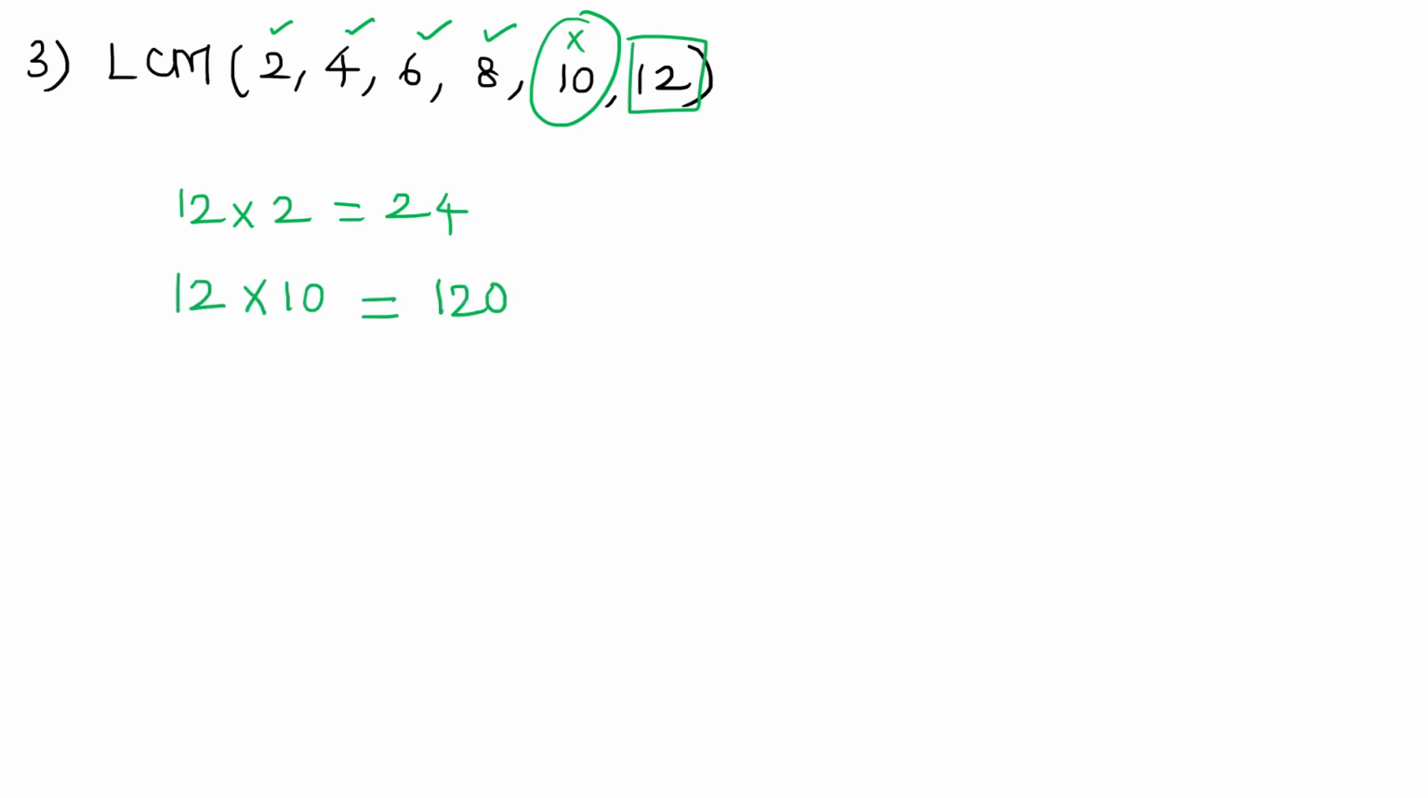When you do 12 tens are 120, this 120 is present in the 2 table, 4 table, 6 table, 8 table, as well as the 10 table. So now I can conclude that the LCM of 2, 4, 6, 8, 10 and 12 is 120. So now you can very easily find these multiples. Now let's move on to the next problem.